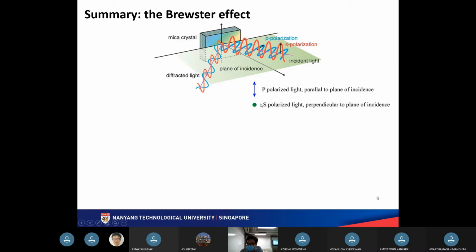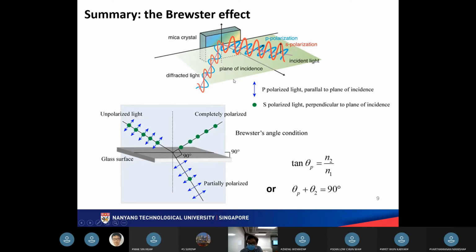plane of incidence. This is what we call S-polarized light. And this double arrow denotes light with electric field parallel to the plane of incidence. This is what we call P-polarized light. Unpolarized light consists of both S and P polarization, so it's given by both the dots and the double arrow.